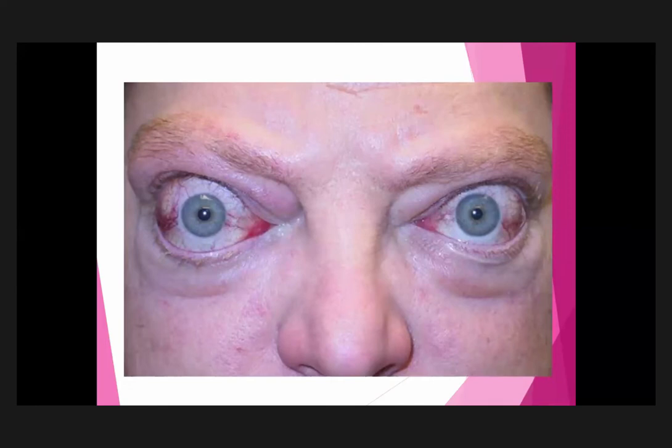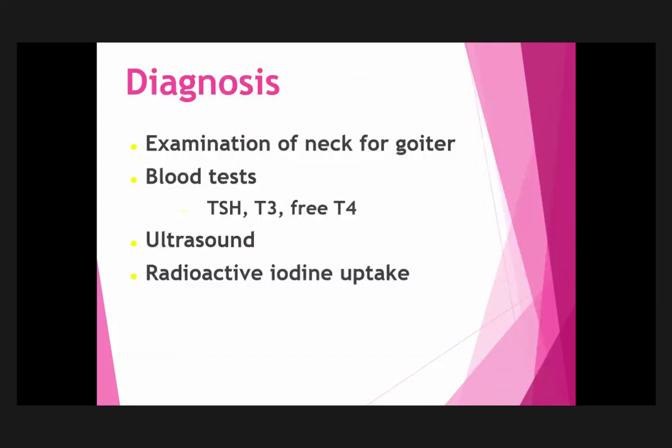And also this woman, she also has ophthalmopathy. So you see swelling of surrounding tissues, which is not good. And of course, we need immediate treatment because there is a high chance of vision loss in these people.